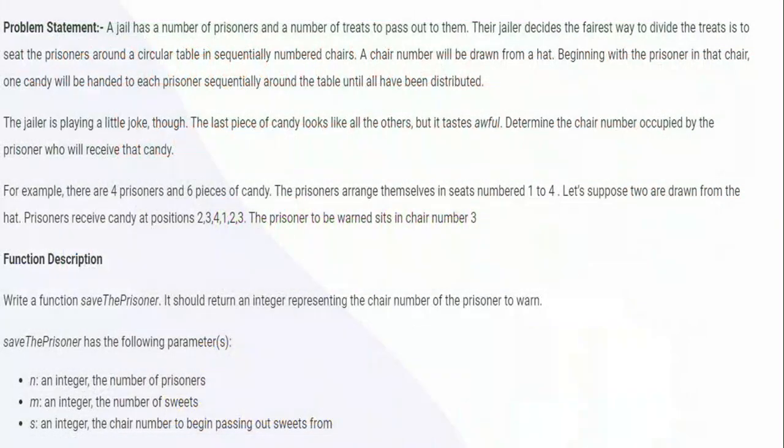Now the problem statement. A jail has a number of prisoners and a number of treats to pass out to them. The jailer decides the fairest way to divide the treats is to seat the prisoners around a circular table in sequentially numbered chairs. A chair number will be drawn from a hat. Beginning with the prisoner in that chair, one candy will be handed to each prisoner sequentially around the table until all have been distributed. The jailer is playing a little joke though. The last piece of candy looks like all others, but it tastes awful. Determine the chair number occupied by the prisoner who will receive that candy.